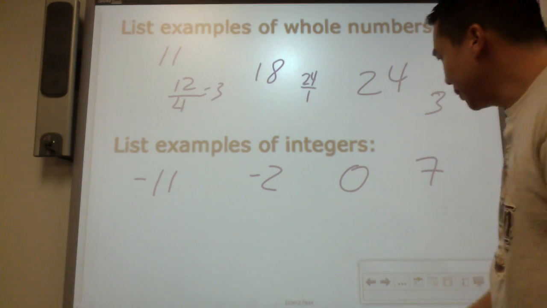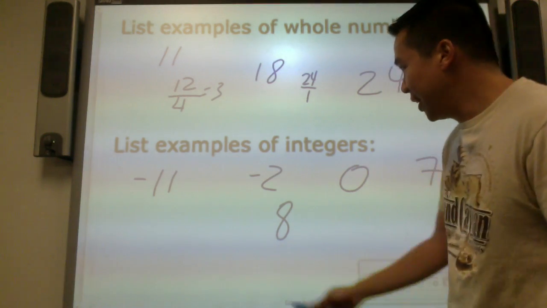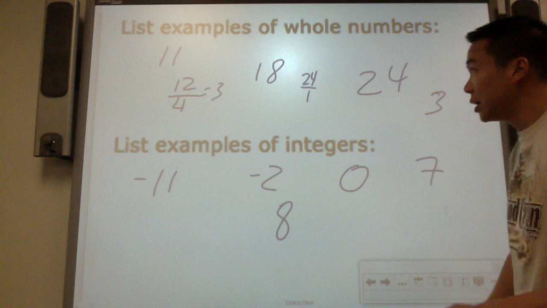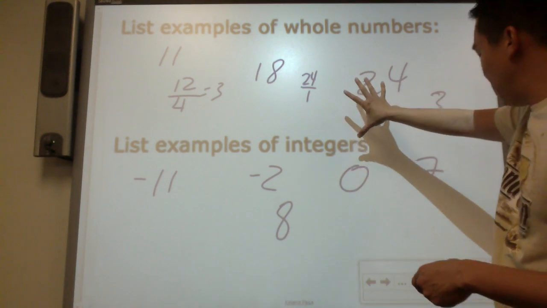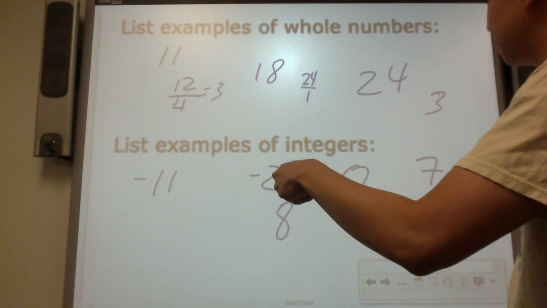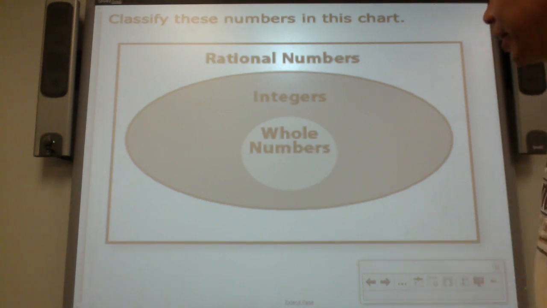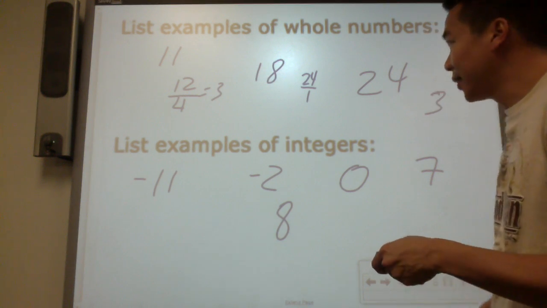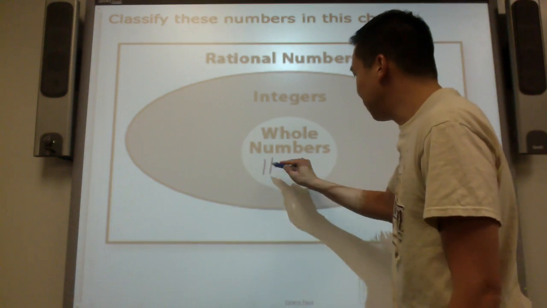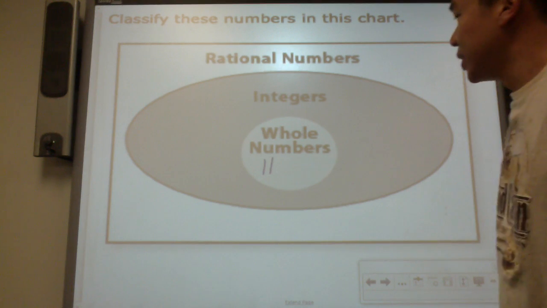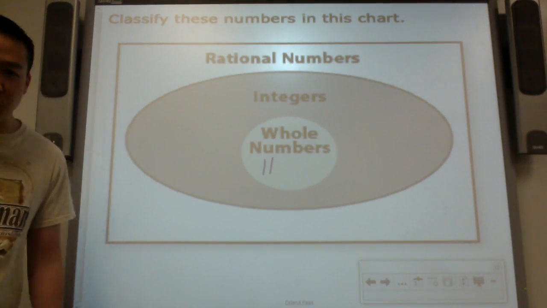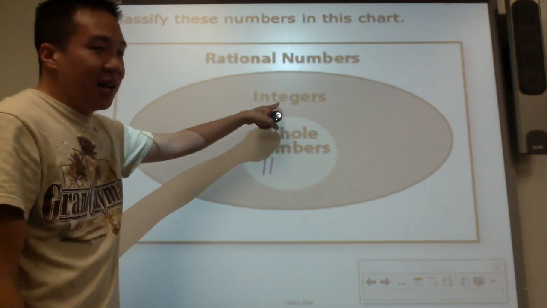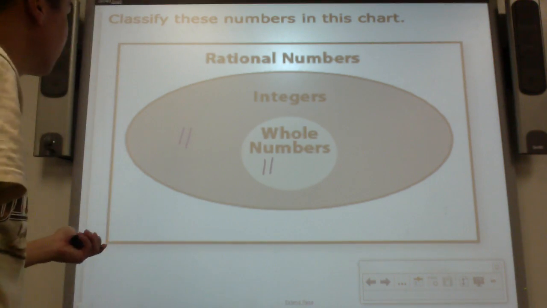Positive is a whole number and its opposite. 7. 8. So we have negative whole numbers, 0. We have positive whole numbers. Can we represent these? Can we put these on this diagram? Classify these numbers. So our whole numbers are 11. Let's use 11. 11 is a whole number. Can 11 also be an integer? Yes, it can. Because integers are positive and negative whole numbers.